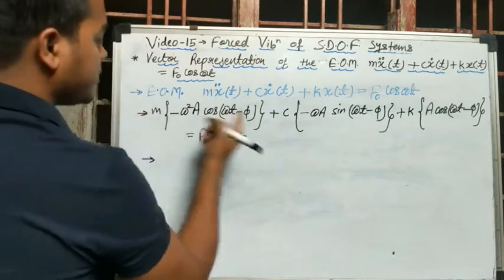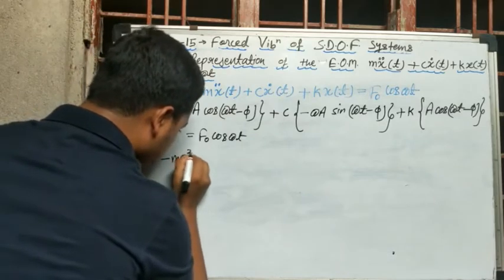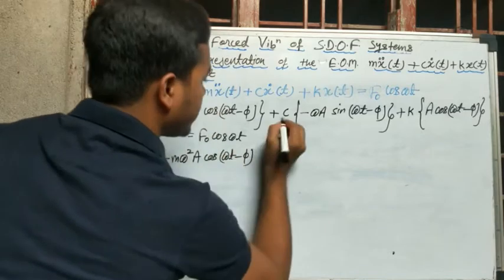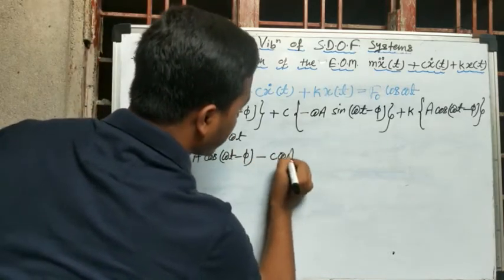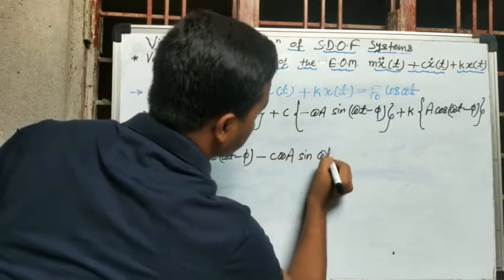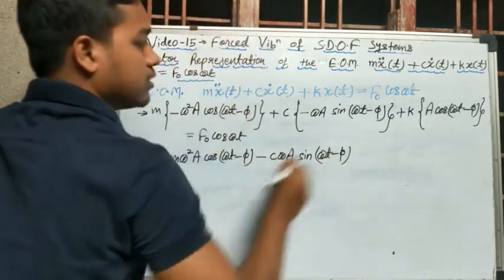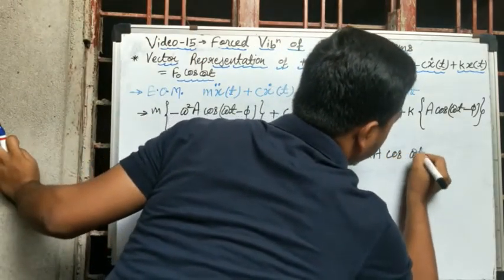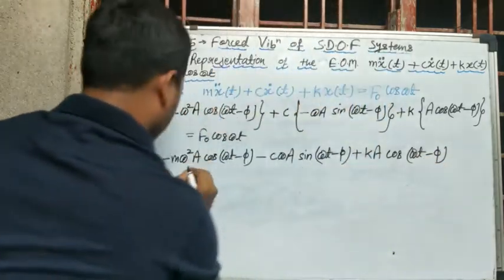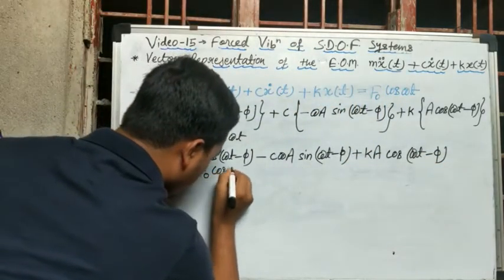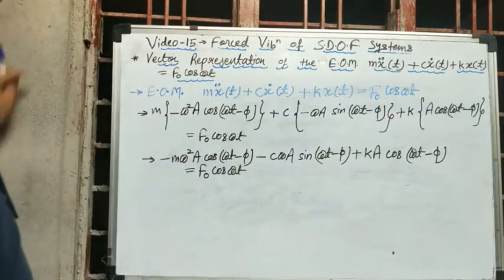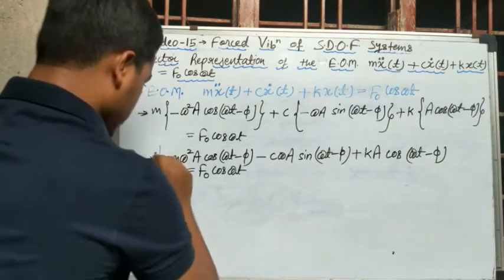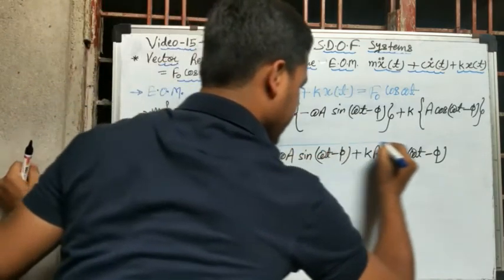Now I can write this expression as minus m omega square a cos omega t minus phi, this as minus c omega a sine omega t minus phi, this expression as plus ka cos of omega t minus phi equals f naught cos omega t, right? Now this is the system of forces which I need to draw on a vector diagram, right?